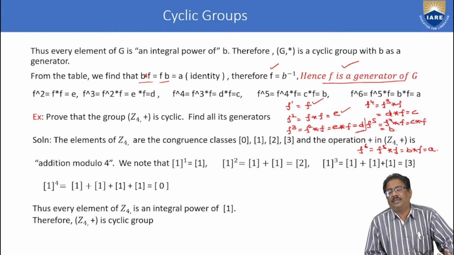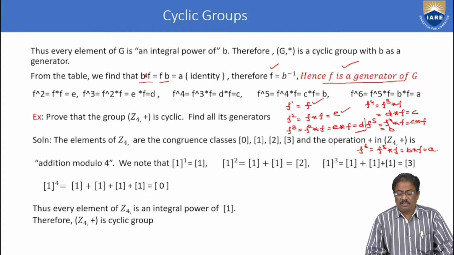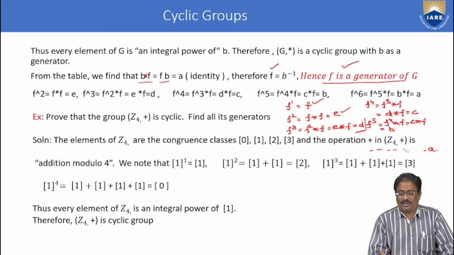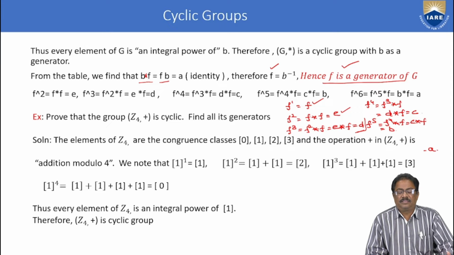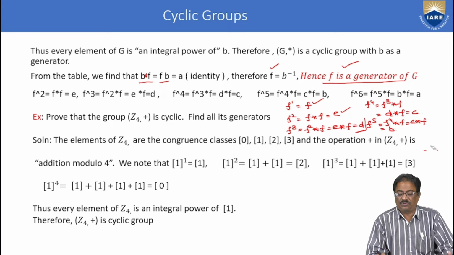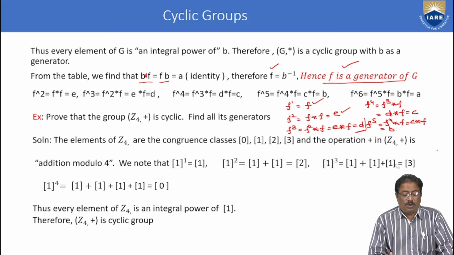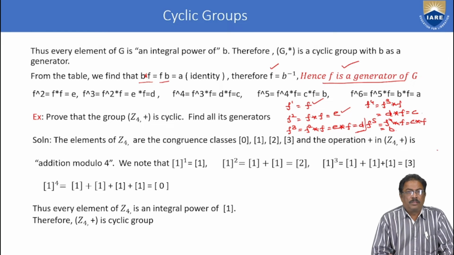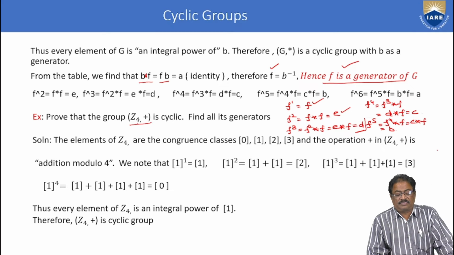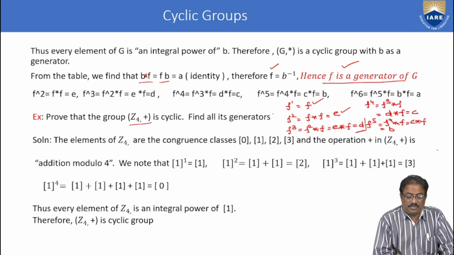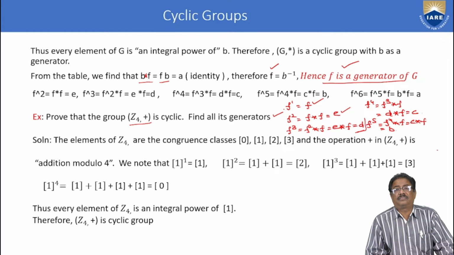So based on the previous theorem, whenever G is a generator and its inverse exists, then obviously its inverse is also a generator of the cyclic group. Now let us go for the other example. Prove that Z4 under addition is cyclic and find all its generators.